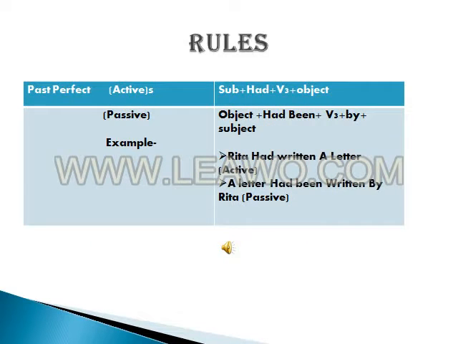Past perfect tense. Rule for active voice: subject plus had plus verb third form plus object. Rule for passive voice: object plus had been plus verb third form plus by plus subject. Here is the example for active voice: Rita had written a letter. Example for passive voice: a letter had been written by Rita.